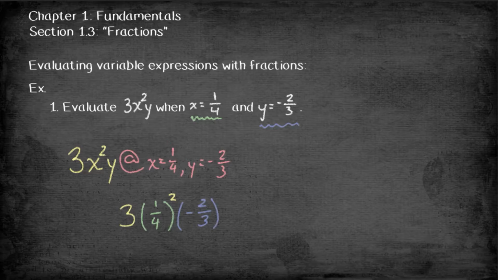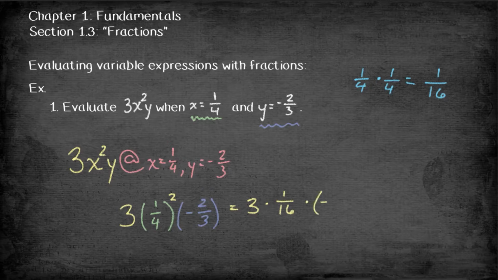According to the order of operations, we gotta do the exponent first. You want to do that off to the side here. 1/4 squared is a fourth times a fourth, which is 1/16. So in simplifying, we have 3 times 1/16 times negative 2/3.